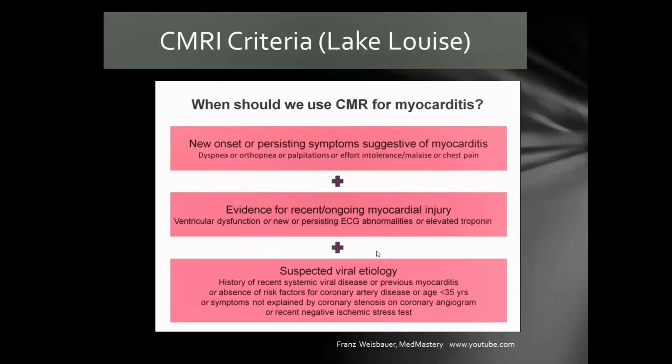But there was a Lake Louise meeting at a site where they decided on certain criteria. So basically, when should they use cardiac MRI for myocarditis? New onset or persisting symptoms suggestive of it, with dyspnea or orthopnea, evidence for recent or ongoing myocardial injury, which means dysfunction of the ventricle, ECG abnormalities, or troponin levels, or suspected viral etiology, which is what we're dealing with now, history of recent systemic viral disease, previous myocarditis, or absence of risk factors for CAD or a young person.